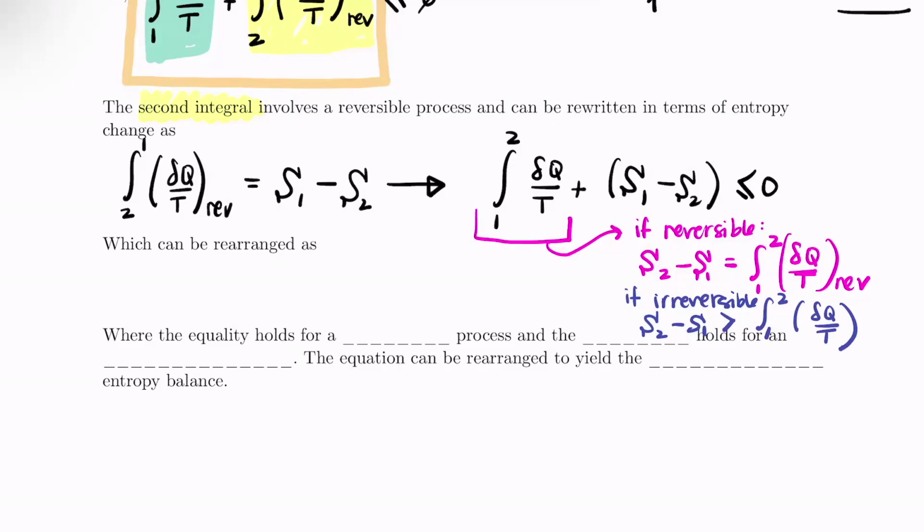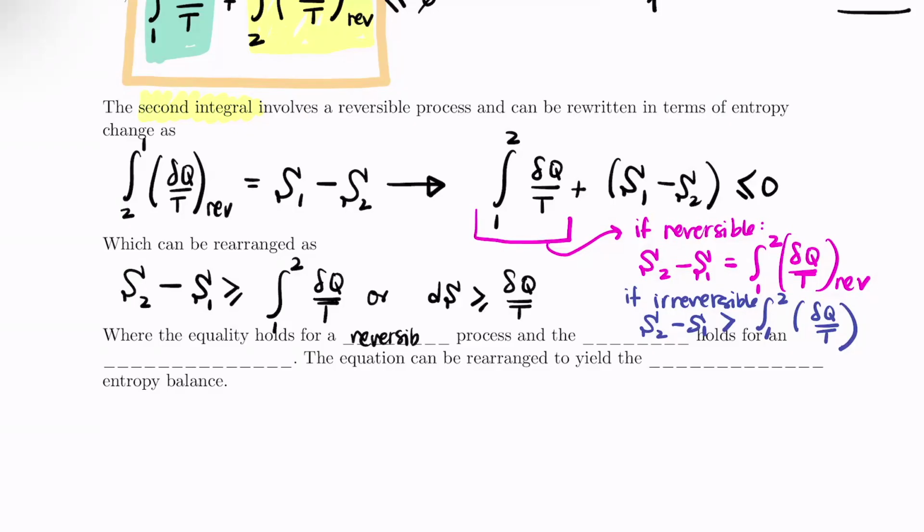Okay, so we can rearrange this equation then in the following way. So we can say that S2 minus S1 is greater than or equal to the integral from 1 to 2 of delta Q over T. Or we can rewrite it as dS is greater than or equal to delta Q over T. Okay, so this equality holds for a reversible process, and the inequality holds for an irreversible process.